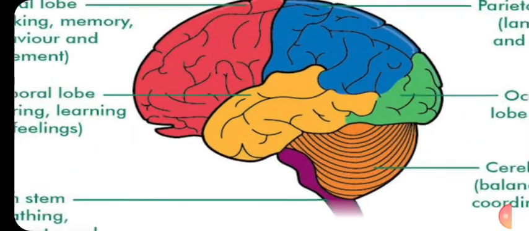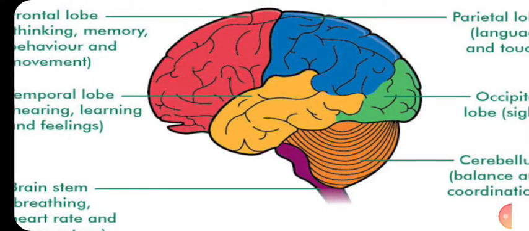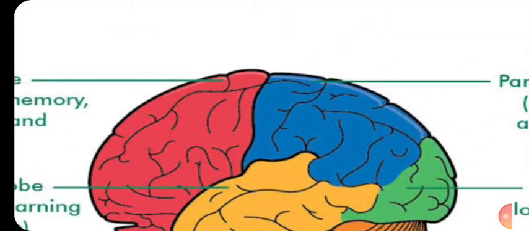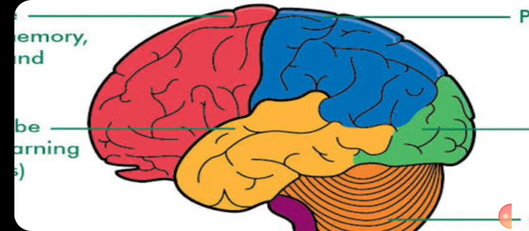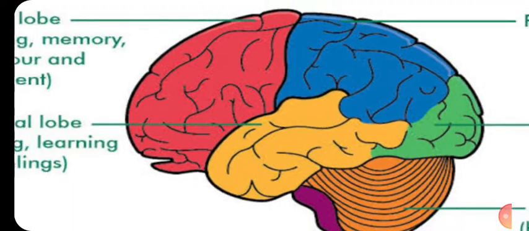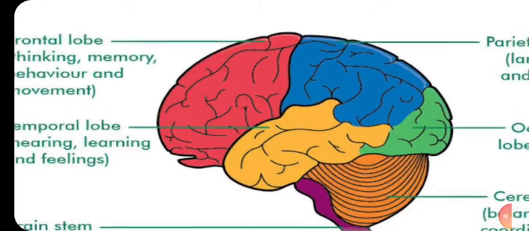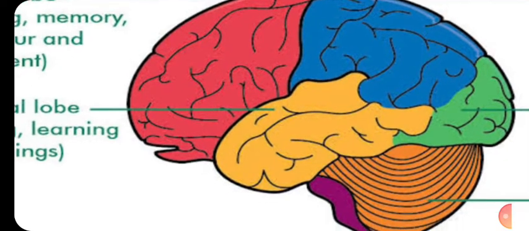As you can see here, these lobes are distinctively divided. The frontal lobe and the parietal lobe are divided by the central sulcus. That is the red part and the blue part. The superior part of the brain is divided or separated with the inferior part of the brain through a lateral sulcus.